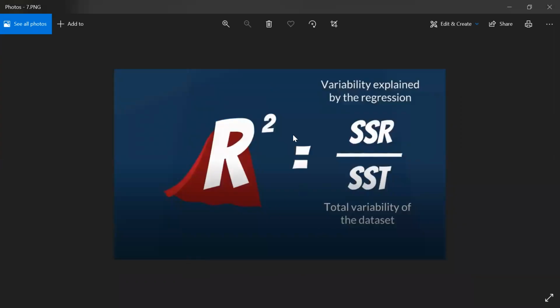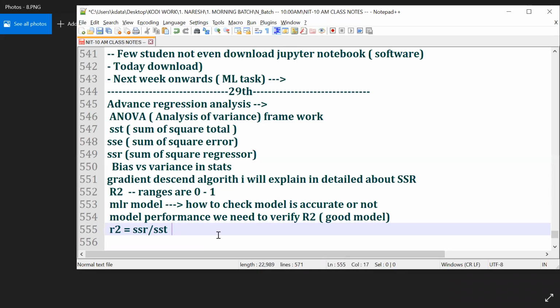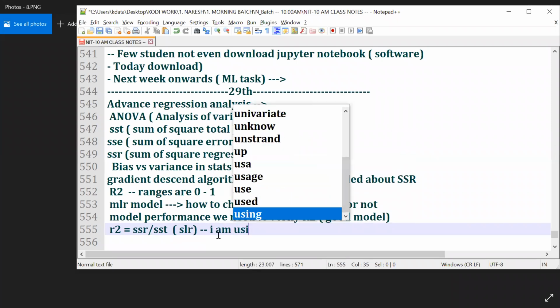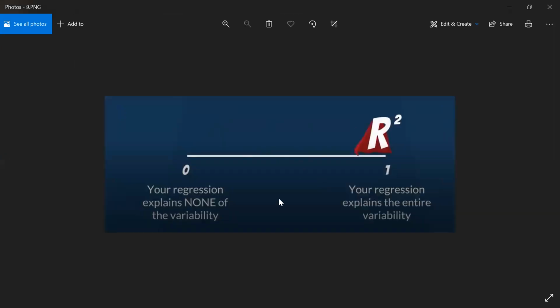What exactly is meant by SSR? Mostly, I am going to get this R square in simple linear regression because I'm using one dependent variable and one independent variable. Understand, guys? I hope you understand what exactly is meant by R squared. Yes, team? Right. Now let's go to the next topic.